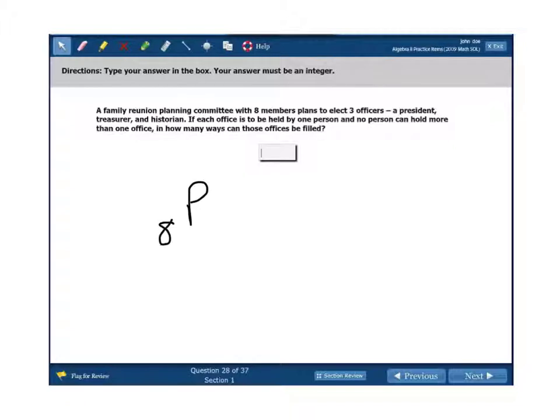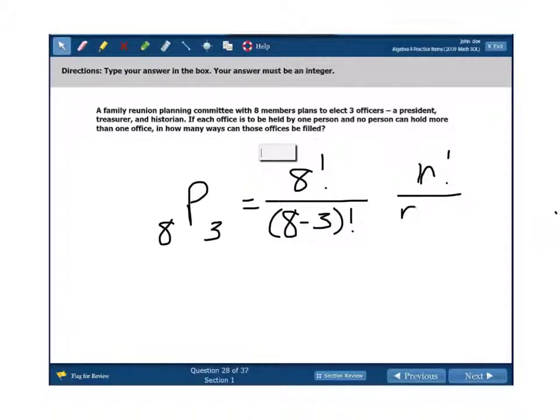Well, this is a permutation of 8 things taken 3 at a time. I know that most of you will probably use your calculator to do this, but I'll go ahead and write it out. There's the formula, n factorial over n minus r factorial. So that's the formula that I just used.